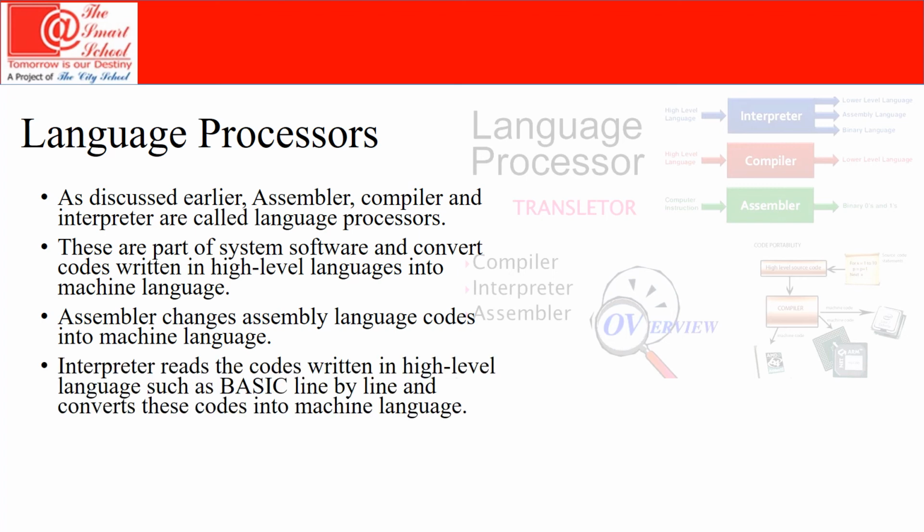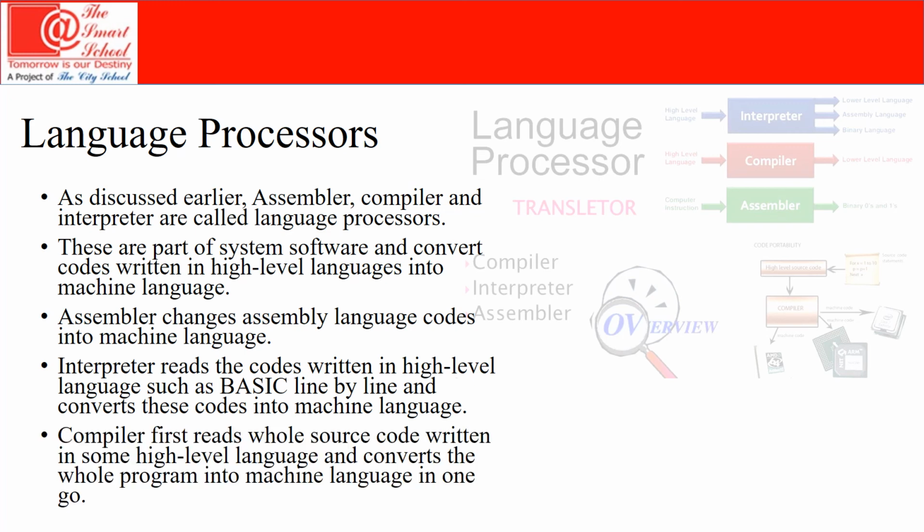Interpreter reads the codes written in high-level language such as BASIC line by line and converts these codes into machine language. On the other hand, the compiler does not read the codes line by line, but it reads the whole program in one go and then converts the whole program into machine language.